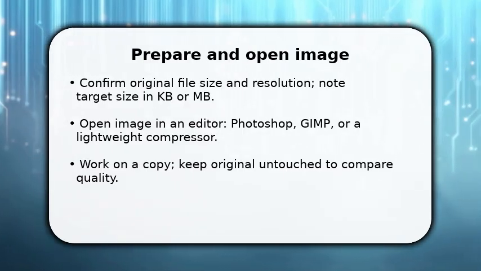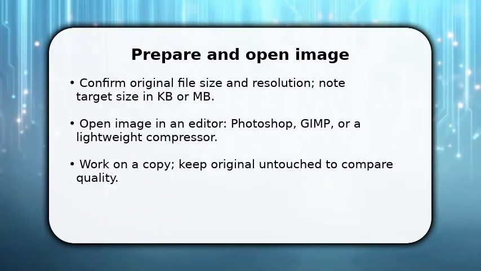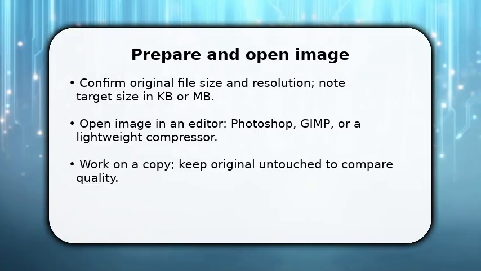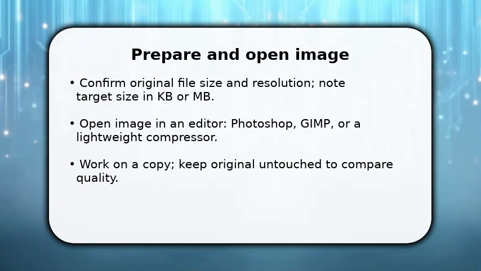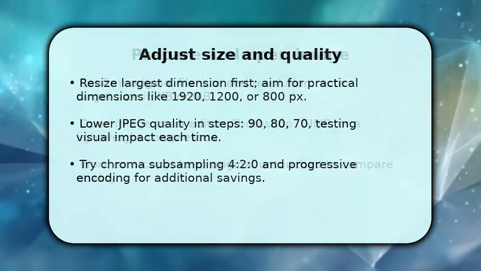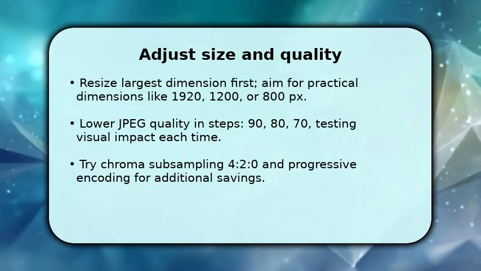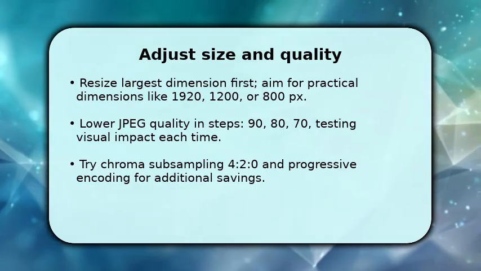Then check pixel dimensions. Reducing large dimensions is often the fastest size savings, so plan a target width and height before changing quality settings. Once the image is duplicated and profile set, resize the pixel dimensions to practical use: web, print, or mobile. After resizing, export as JPEG and reduce quality incrementally.